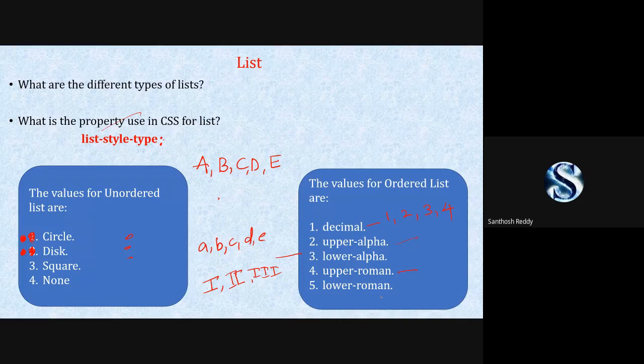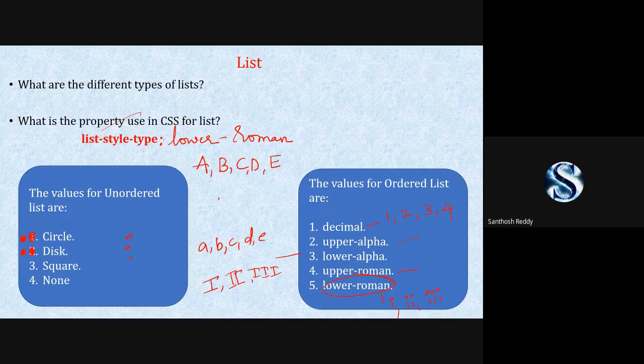Like this. Lower Roman is i, ii, and iii, small letters. It will be like this. You just need to place lower Roman here. If you want lower Roman, you have to mention lower Roman here. That's it.